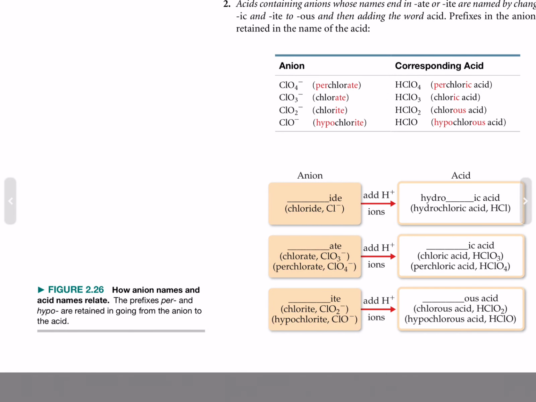Figure 2.26. How anion names and acid names relate. The prefixes per and hypo are retained from going to the anion to the acid. Anything ending in ide, like chloride, goes to ic and adds hydro, hydro-ic. Anything that comes from ate goes to ic. So chlorate goes to chloric, perchlorate goes to perchloric. Anything that's ite goes to ous. So chlorite goes to chlorous, hypochlorite goes to hypochlorous.